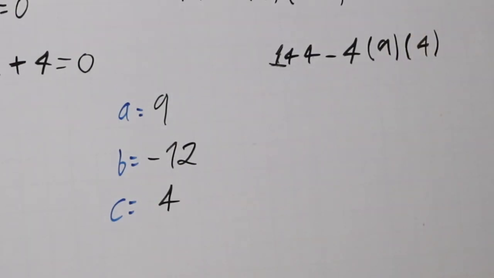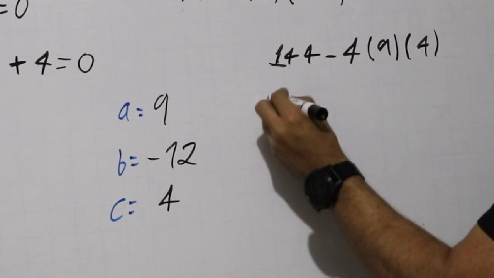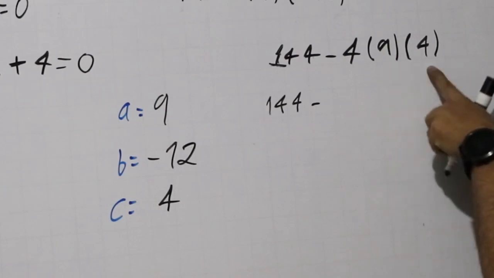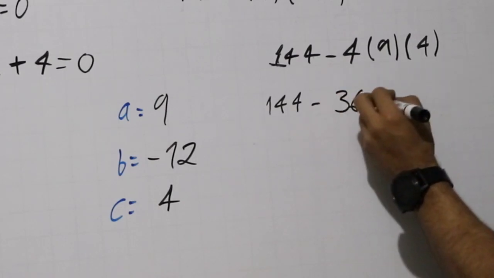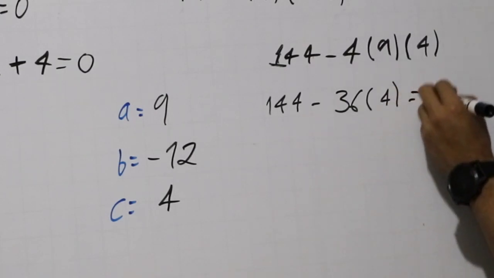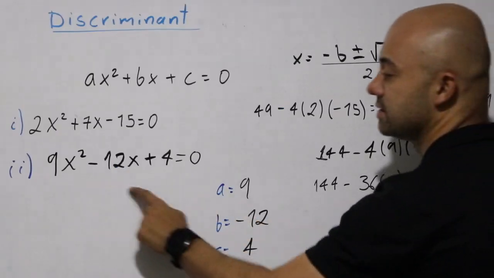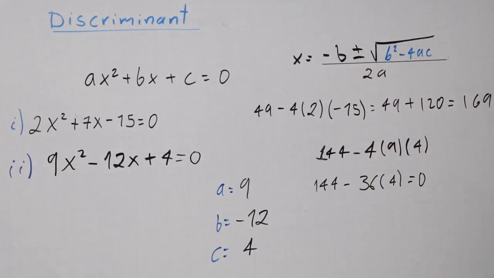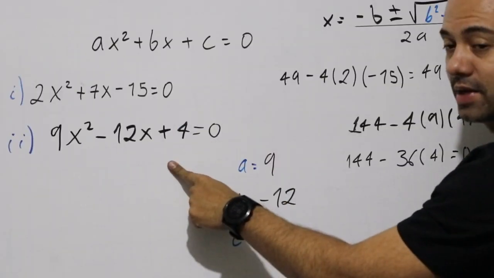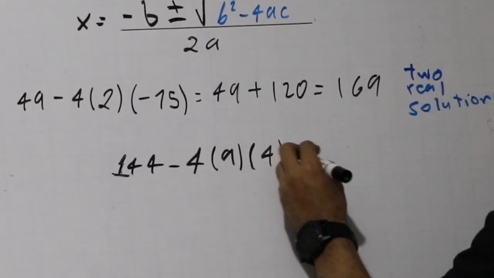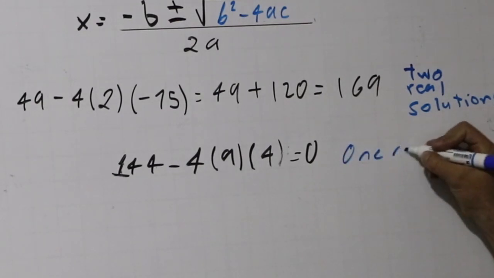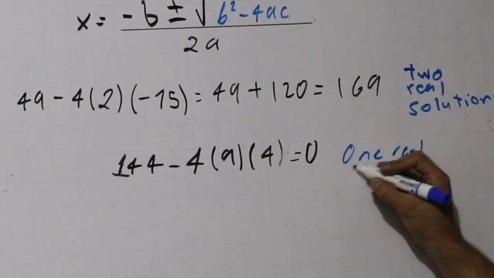Now the calculations. We have 144 minus, 4 times 9 is 36, and 36 times 4, that's actually 144, so this is 0. You also can see that when this is a perfect square trinomial, we can be sure that if the discriminant is 0, we're going to have a perfect square trinomial here all the time. So when we have 0 in the discriminant like in this example, we have just one real solution.